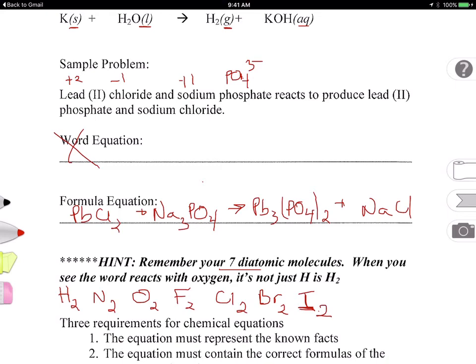All of those, when they're by themselves, and it's only when they're by themselves, okay? It's that element symbol and a 2. So when you see the word oxygen, it's not O, it's O2, because it's one of these special ones. And I'll show you that on your worksheet.